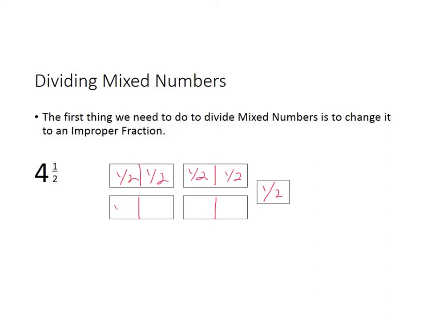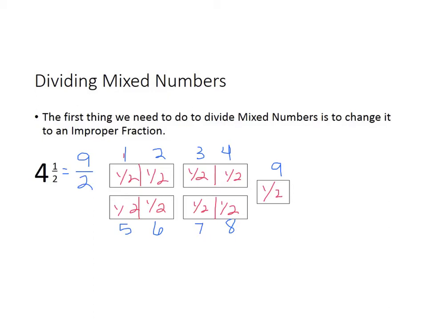I'd hate for anybody to come back later and say, now what were those pieces? All right, so those are all 1/2s. Well, let's count how many halves we have. 1, 2, 3, 4, 5, 6, 7, 8, 9. So we could say 4 1/2 is equal to 9 halves.